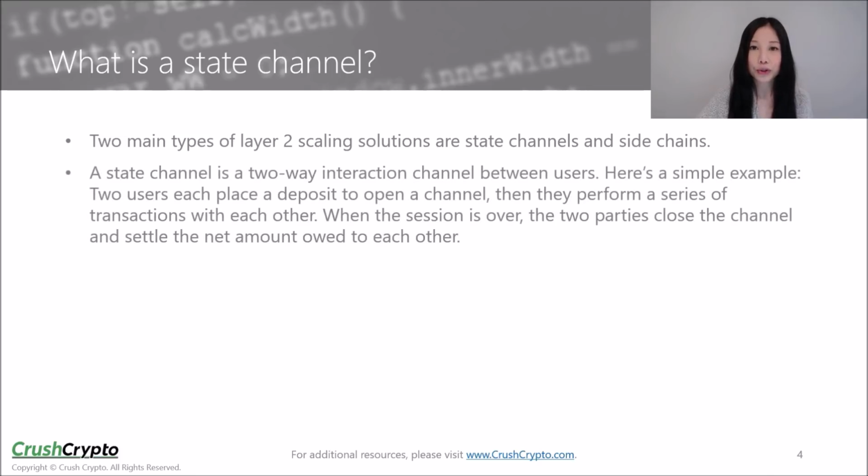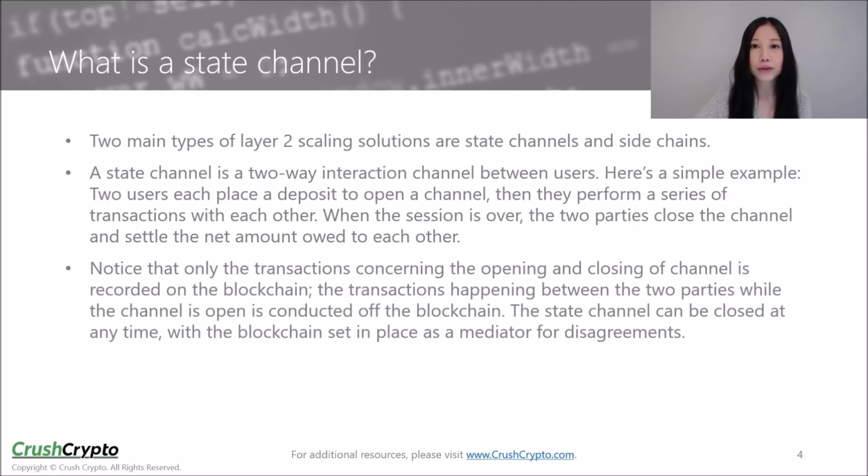A state channel is a two-way interaction channel between users. For example, two users each place a deposit to open a channel, then perform a series of transactions with each other. When the session is over, the two parties close the channel and settle the net amount owed to each other. Only the transactions related to the opening and closing of the channel are recorded on the blockchain. The transactions that occur between the two parties while the channel is open are done off the blockchain. The state channel can be closed at any time, and the blockchain acts as a mediator for any disagreements.